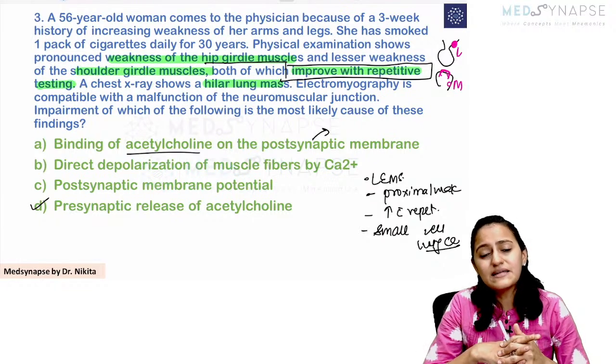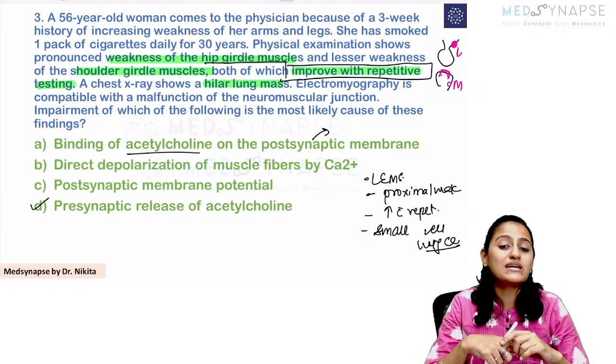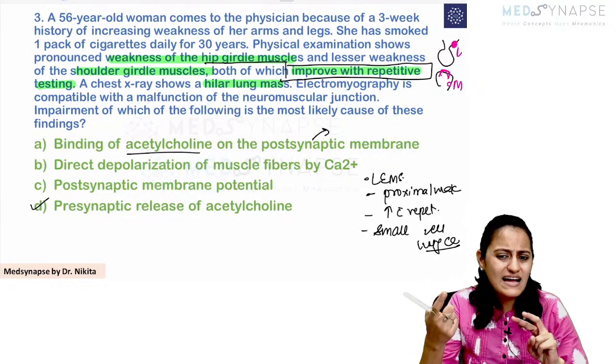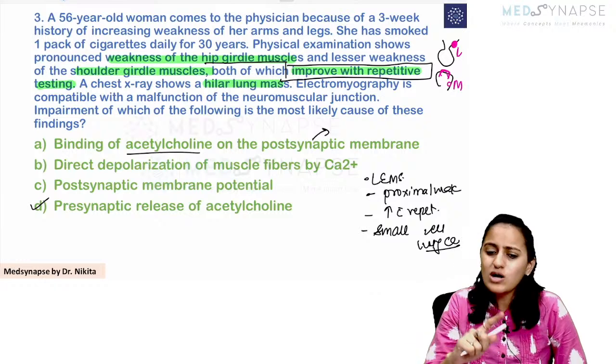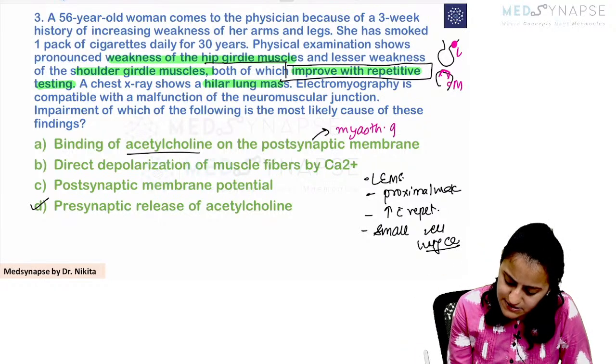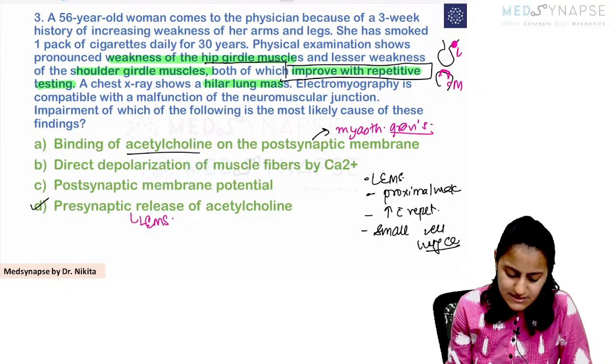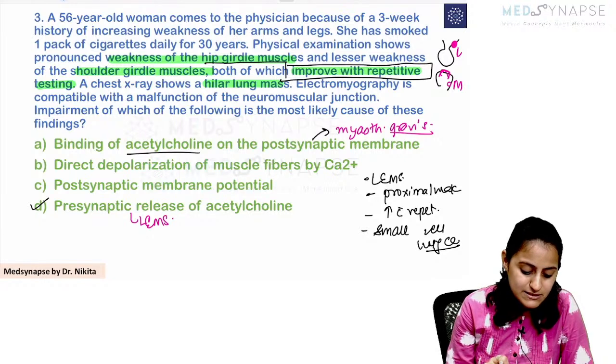In myasthenia, it is basically the fatigue, the weakness which increases with exercise, with action, more in the evening. All that is given in myasthenia gravis. So that is going to be the history for myasthenia gravis. This is the Lambert-Eaton syndrome. Okay, this is Lambert-Eaton syndrome.